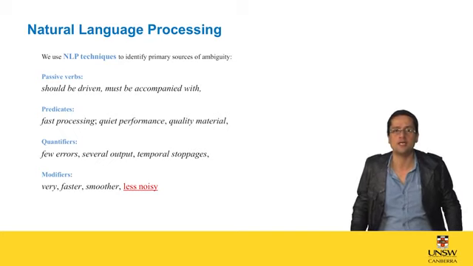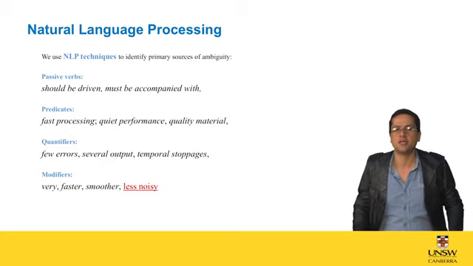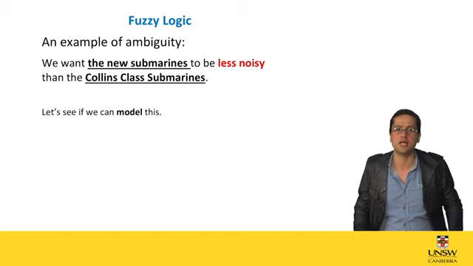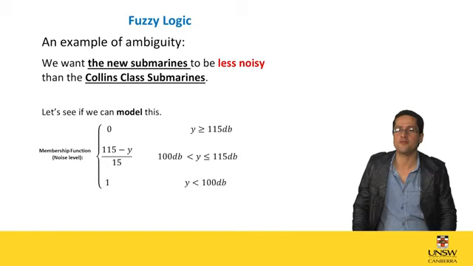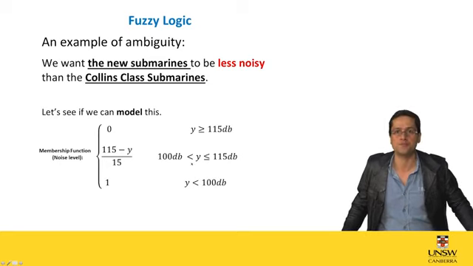One of these sources is modifiers, like when we say less noisy. This concept can easily be clarified by fuzzy sets. For example, when we say that the new submarines should be less noisy than Collins-class submarines, this can be clarified using fuzzy sets. If the noise level is higher than 115 decibel, it's very noisy. And if it is less than 100 decibel, it's not noisy at all. If it is something in between, it is somehow noisy.